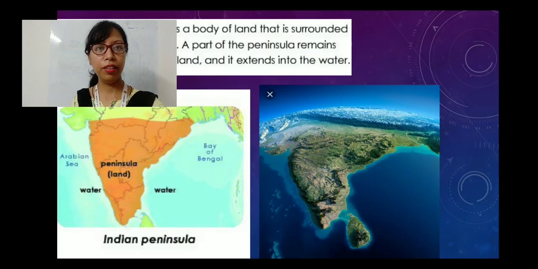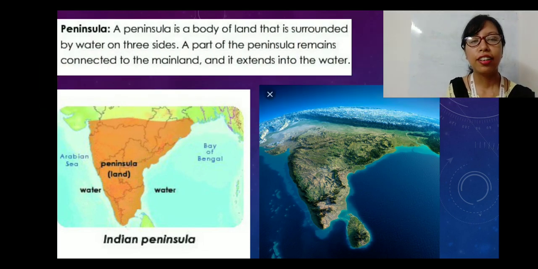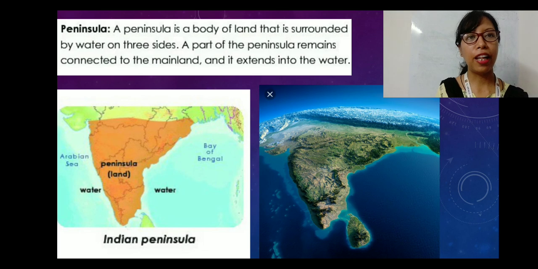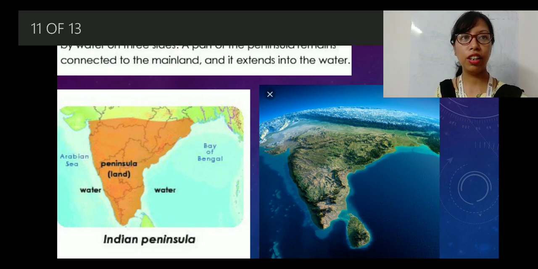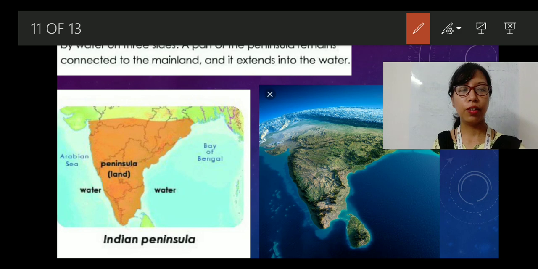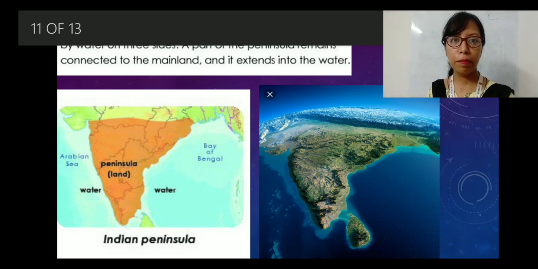Next we come to the peninsula. So what is a peninsula? A peninsula is a body of land that is surrounded by water on three sides. A part of the peninsula remains connected to the mainland, and it extends into the water. So as you can see here in the picture from your book, this is a peninsula.